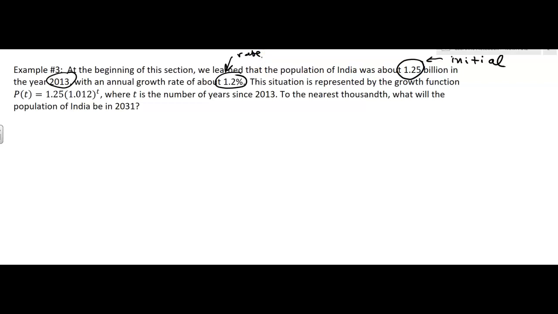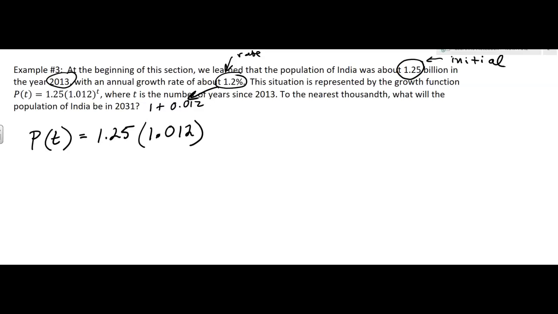This situation is represented by the growth function, and they give us this function, P of t equals 1.25, the initial number of people, the initial population that we're starting with, and then we have 1.012. Now you might wonder where that number is coming from. It represents the 1 plus the percentage of increase, so that's 0.012. If you change 1.2% to a decimal, it's going to be 0.012. So that's adding the 1 and adding the percent increase, okay?